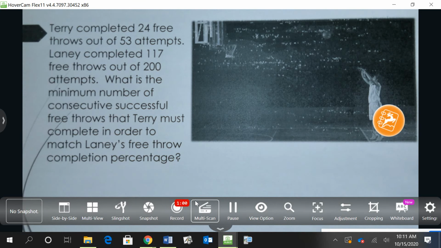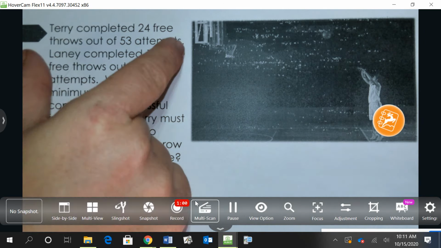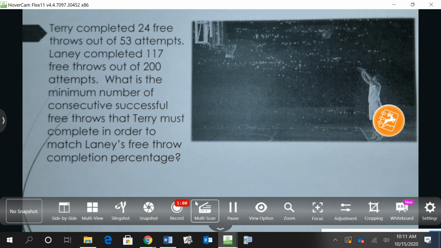Can you go into the chat box and put a smiley face if you understand the concepts of shooting a free throw and free throw percentages? If you understand those concepts, give me a smiley face. If not, if the majority of you are not, I'm going to spend a little more time explaining so you understand how I'm setting this up.